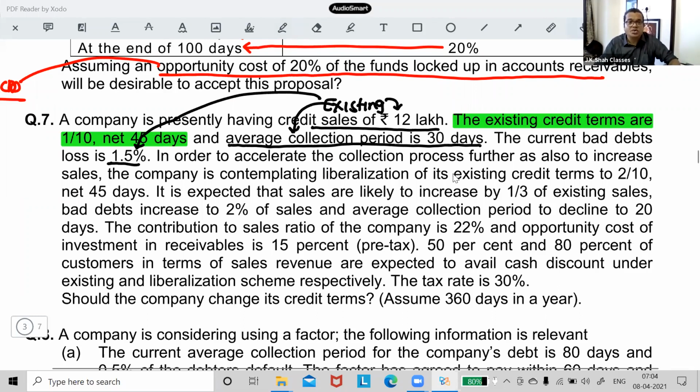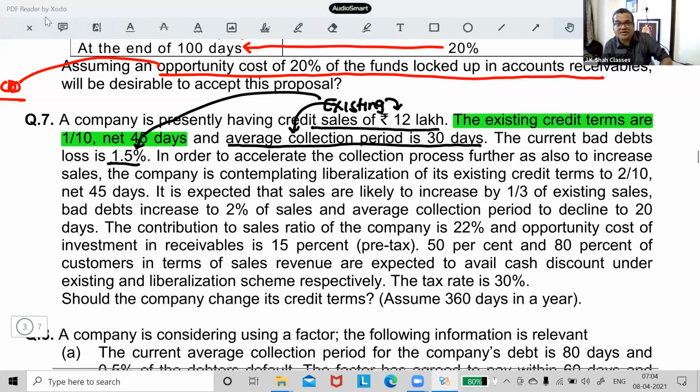In order to accelerate the collection process further, accelerate means speed up, as also to increase the sales. Again, in the management's mind the same thing is moving: we should collect the money fast, and we should increase our sales also. The company is contemplating, meaning planning, liberalization of the existing credit terms to 2 by 10 net 45 days.